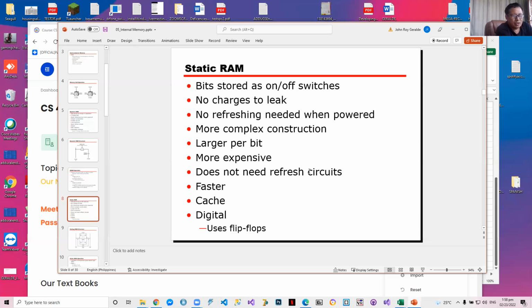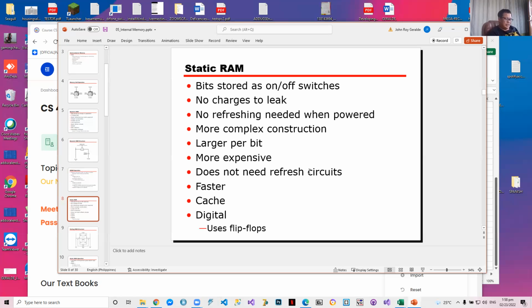No charges to leak because there's no capacitor to charge. Now, this is faster, no, than DDR, than dynamic RAM, because there's no need to refresh power when you read. Okay, during a read, there's no need to refresh power. There's a more complex construction. It's larger, no, it occupies larger space. It's more expensive. It's faster because there's no charging time. No, the charging will take time. This is usually used for cache.